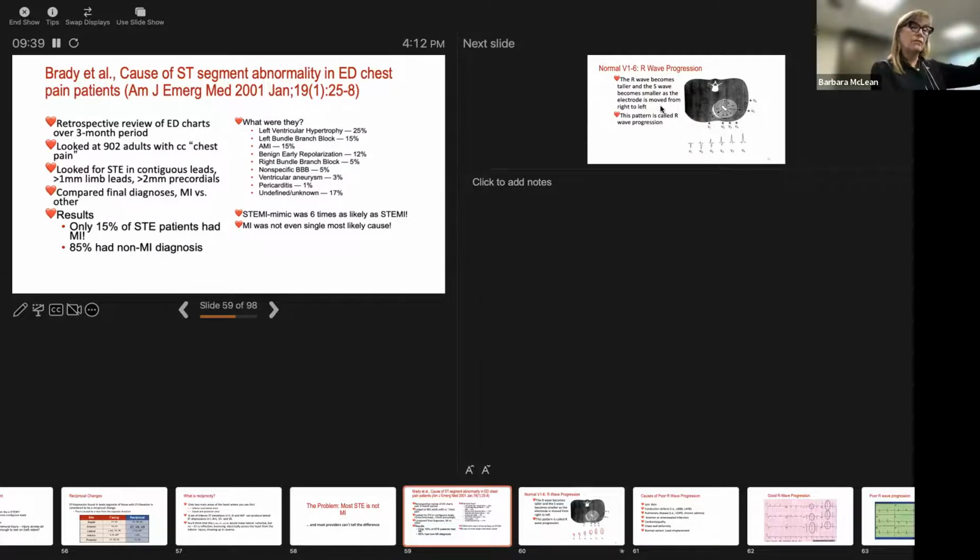So big R on the left side leads, 4, 5, and 6. Deep S on the right side leads, V1, V2, V3. Before you call for a STEMI alert, make sure you've evaluated the fact that with left ventricular hypertrophy, you will have ST segment elevation in V1, V2, and V3. The most common cause for false activation of the cath lab is left ventricular hypertrophy. The second most common cause for false activation of the cath lab is left bundle branch block.